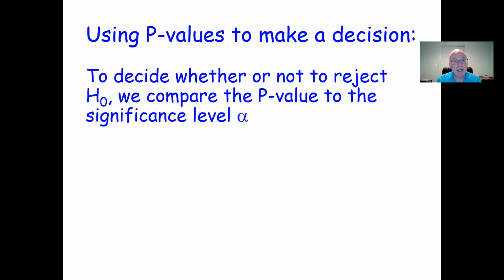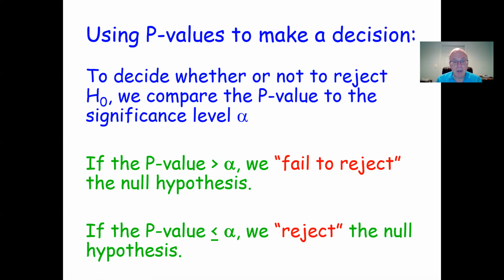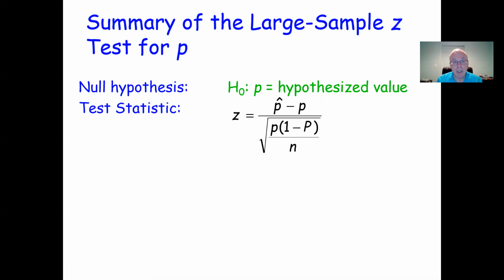All right, anyway. And then it says here, to decide whether or not to reject the null hypothesis, we compare the p-value to the significance level, alpha. That's what we choose up front. That's what I said a few minutes ago. If the p-value is greater than alpha, we fail to reject the null. And if the p-value is less than or equal to alpha, we reject the null, for the reasoning that I mentioned earlier. All right. Here's our null. Here's our test statistic.